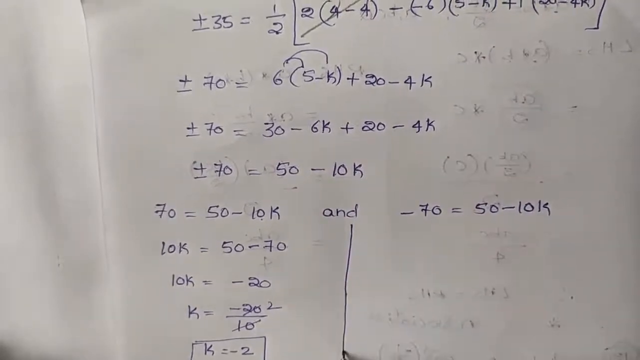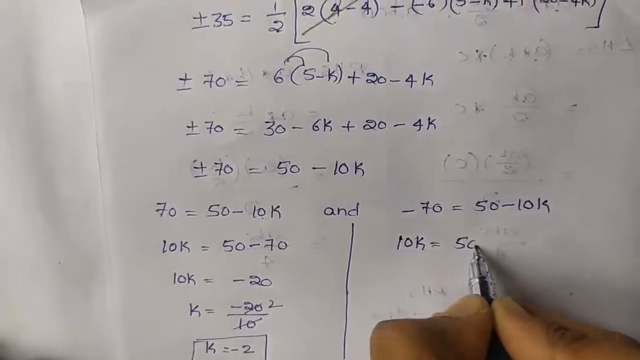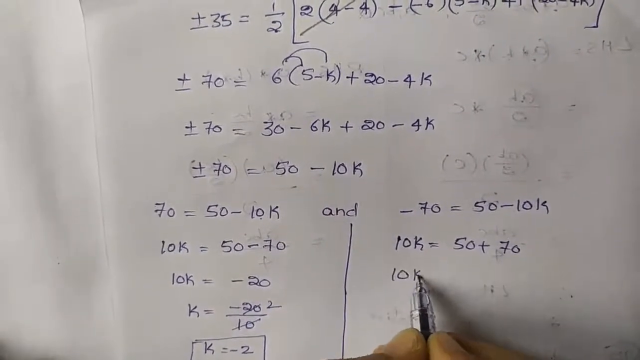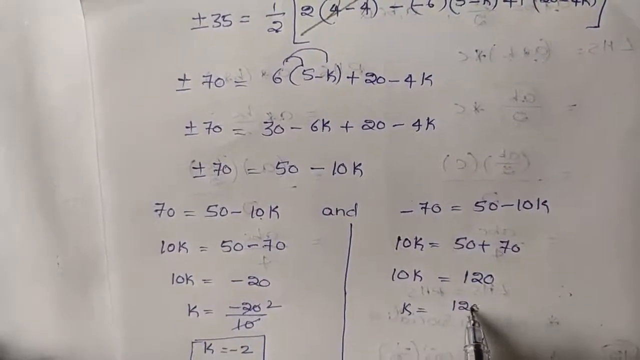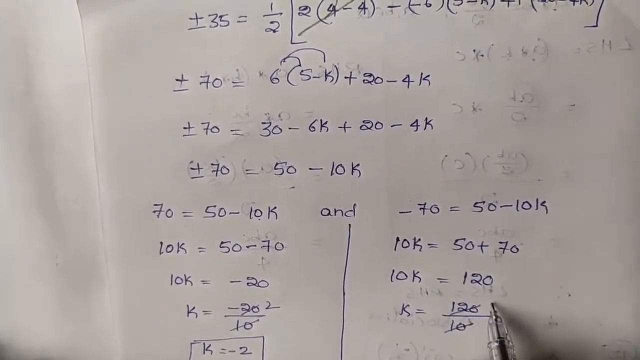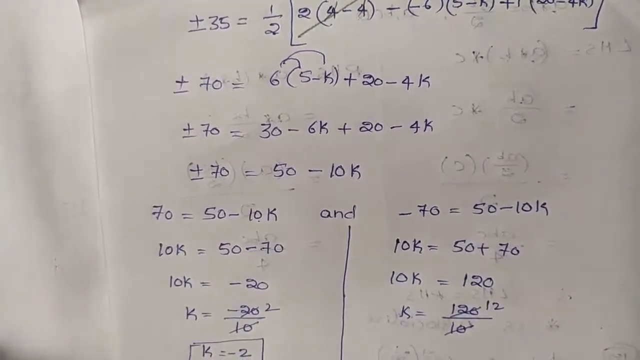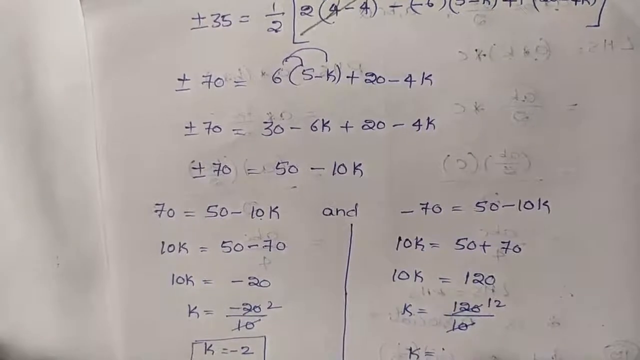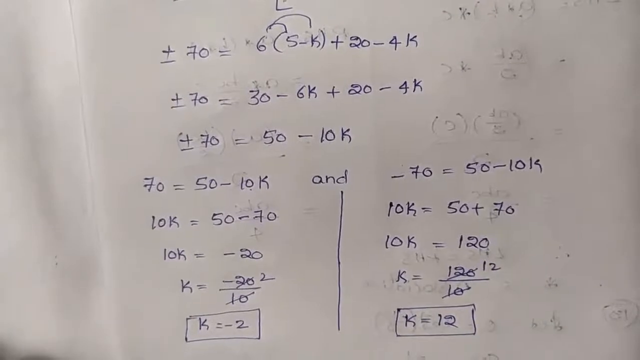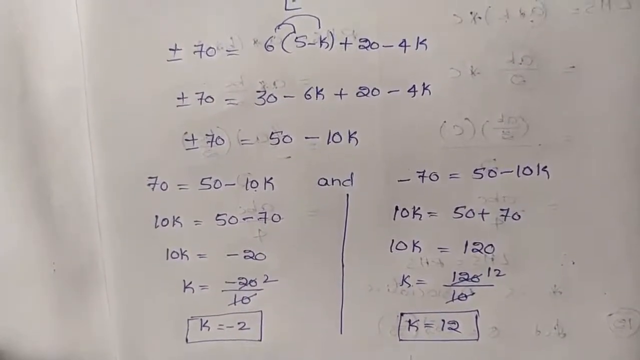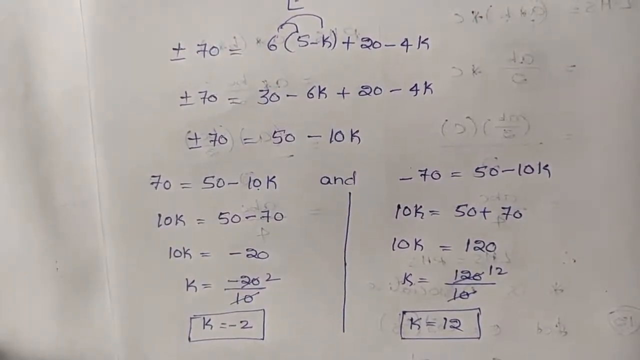Next, apply the same procedure. 10k equals 50 plus 70. 10k equals 120. K equals 120 by 10. K equals 12. Hence, the value of k is minus 2 and plus 12. Hence, it is the solution for this question. See the 14th question.